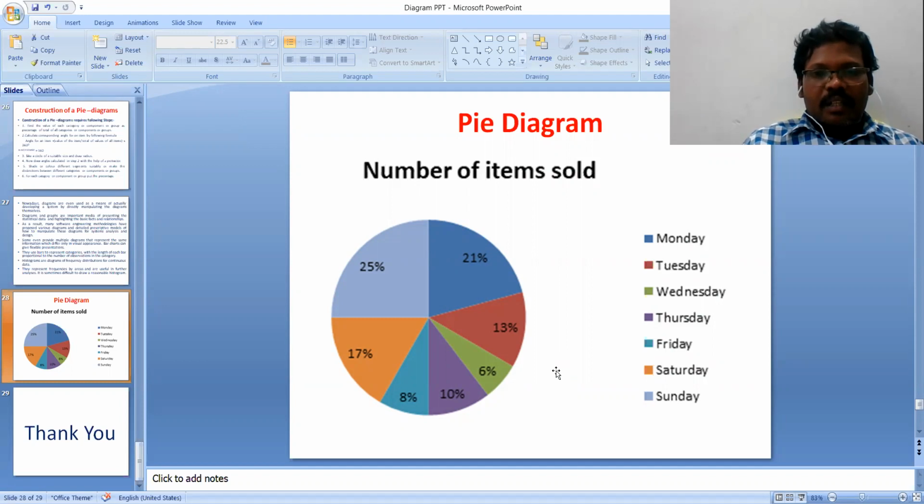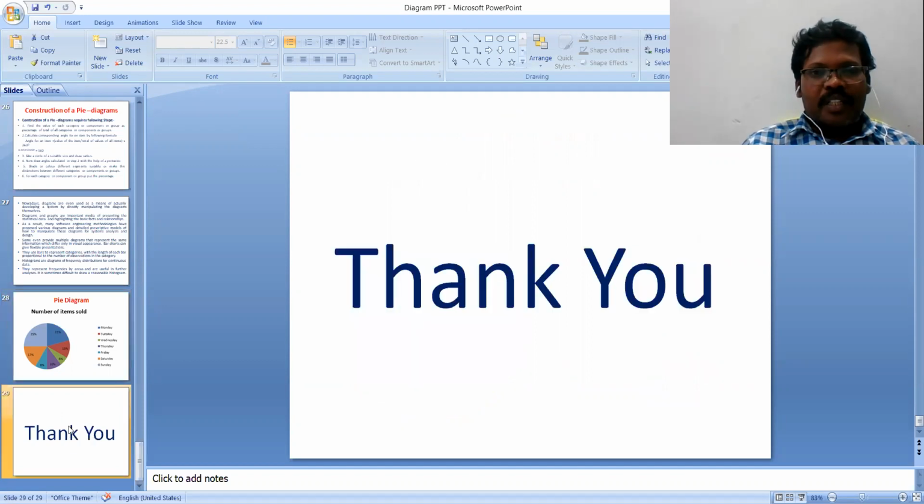So this is called a pie diagram. For easy explanation, we use these types of diagrams for statistical analysis or conclusions. This is what we can observe in this particular diagrammatic representation.